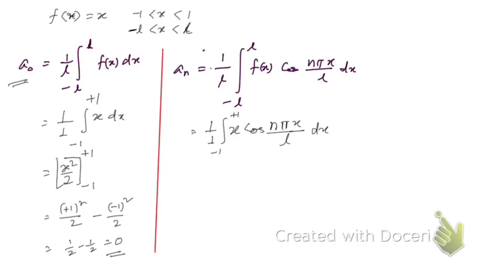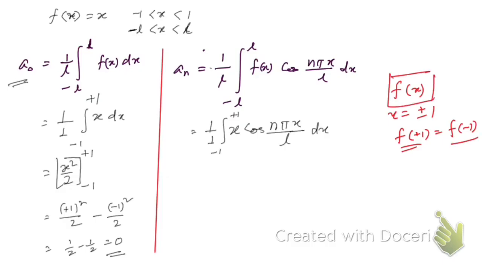So I hope you have the idea of even function and odd function. Now you see, x is an odd function and cos is an even function. So what is an even function and an odd function? Suppose you have a function f of x. If for both plus 1 and minus 1, the values of f of plus 1 and f of minus 1 are equal, then it is an even function. Otherwise, if these two are not equal, then it is an odd function, right?